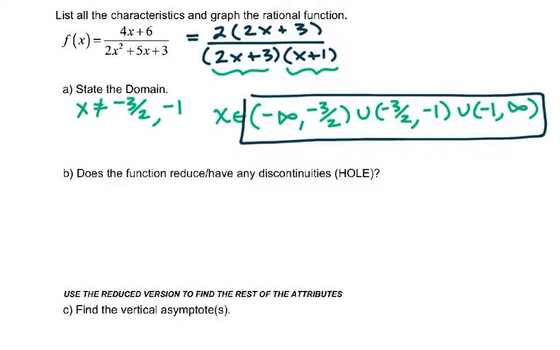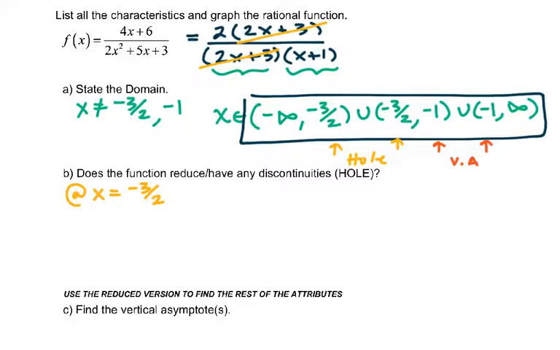All right, now as I mentioned, we have a factor that's going to cancel. So the factor that cancels, I know I'm omitting -3/2 from the domain because it's going to be a hole. So there's a hole at x equals -3/2. Okay? Another thing I know is that since that -1 is also something that we're omitting, that's going to be my vertical asymptote.